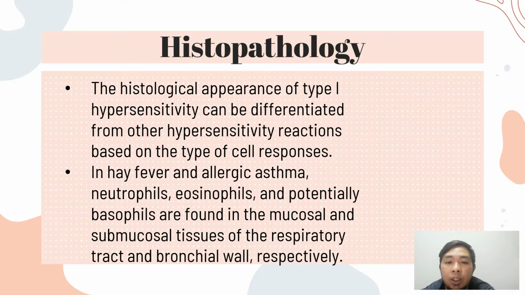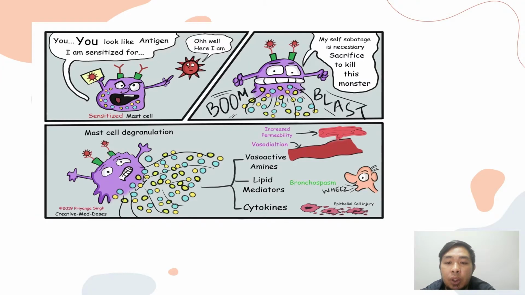Histopathology: the histological appearance of type 1 hypersensitivity can be differentiated from other hypersensitivity reactions based on the type of cell responses. In hay fever and allergic asthma, neutrophils and potentially basophils are found in the mucosal or submucosal tissue of the respiratory tract and bronchial wall.